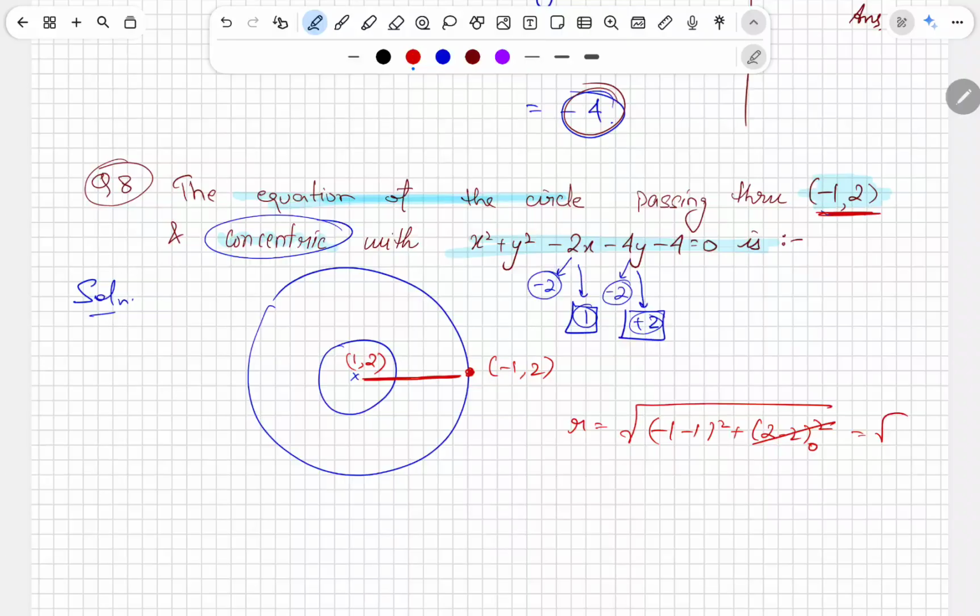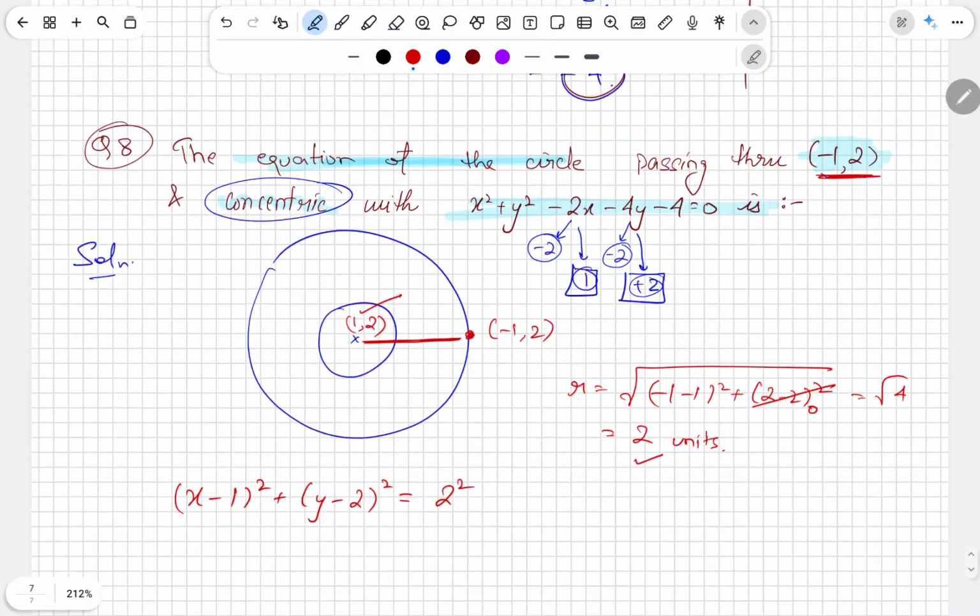Under root of 4 is equal to 2 units. So radius is coming as 2 units. I have the center, I have radius. Can I easily calculate the equation of my circle? Yes. I'll write (x minus 1) whole square plus (y minus 2) whole square is equal to radius square. So it will be 2 square.